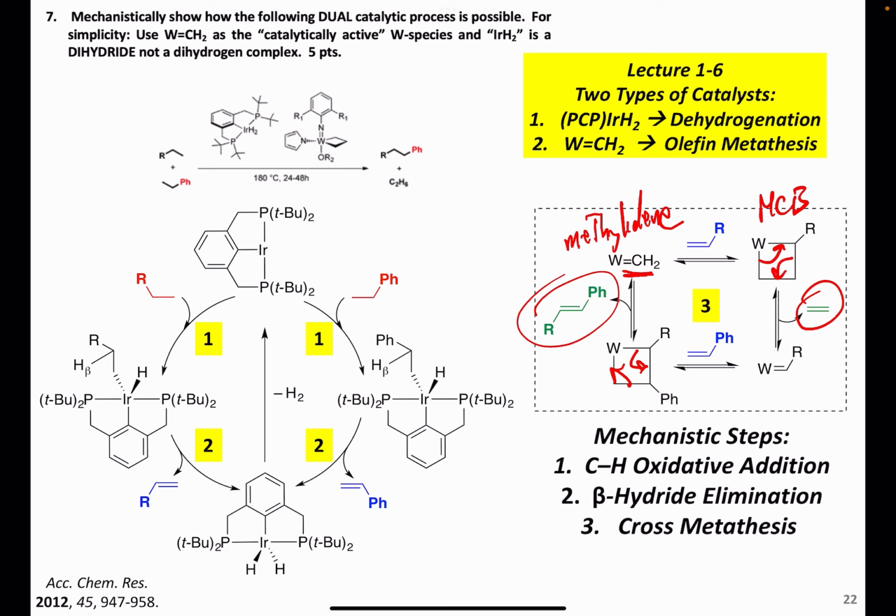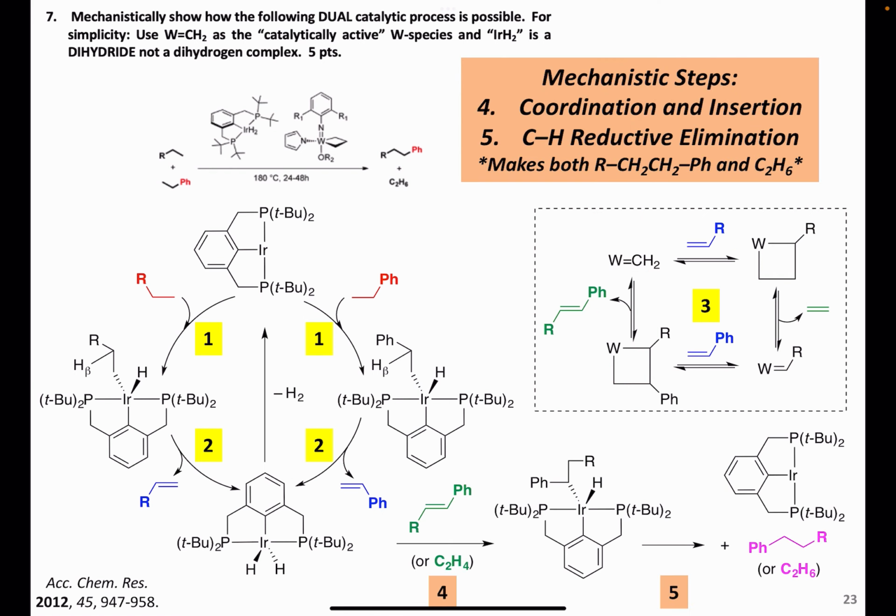Notice now we have 2 new olefins, but the products are in fact hydrogenated. Notice that when you formed the initial olefins, which I put a check mark next to, you reformed your iridium dihydride. That iridium dihydride can now hydrogenate those 2 newly formed olefins, this one and this one. I'm showing it for this one. Here, we now get a coordination and insertion.